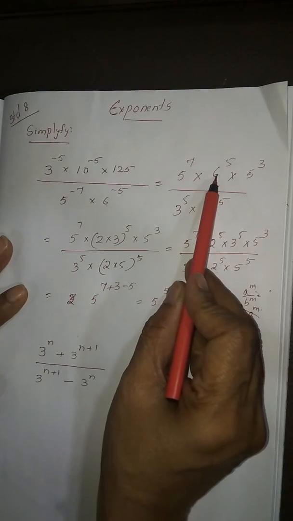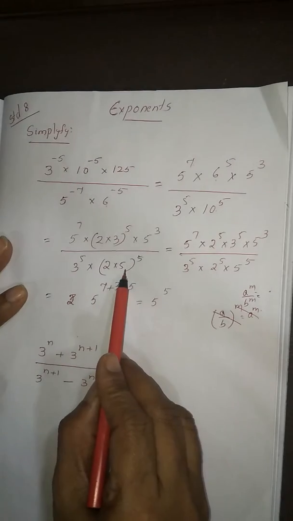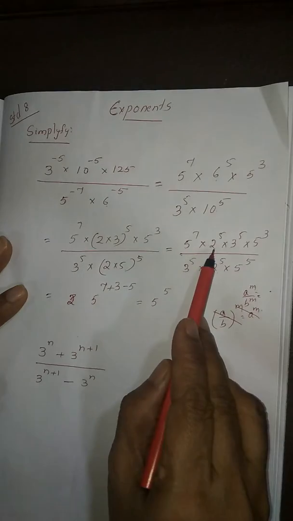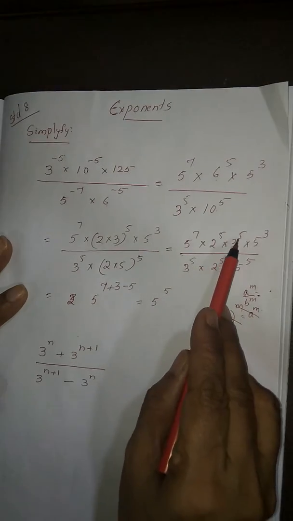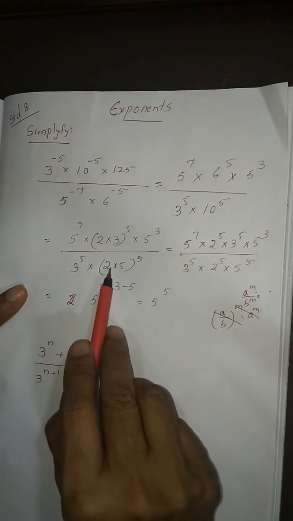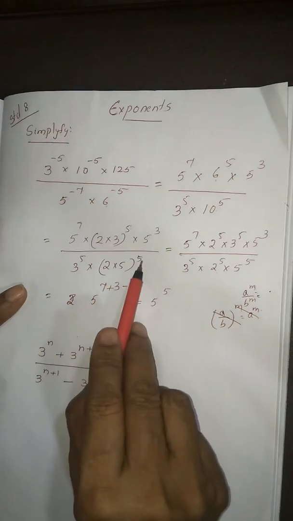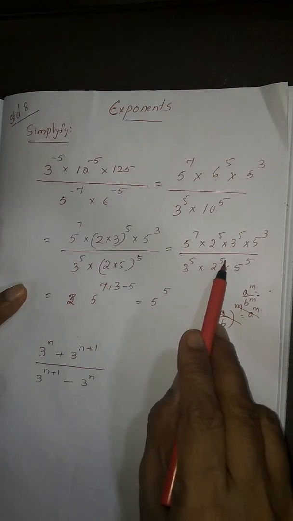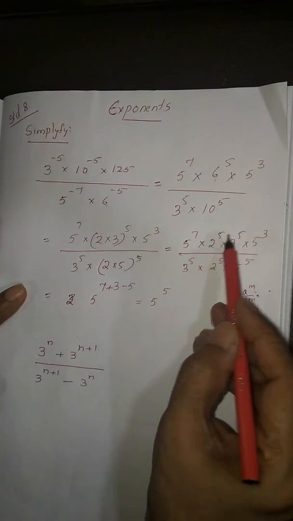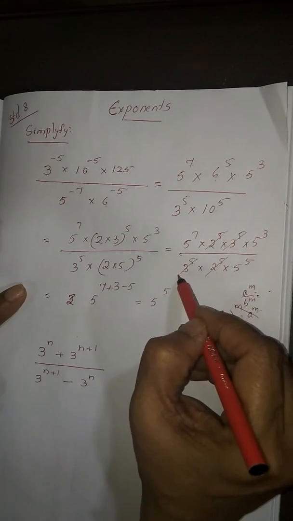Now we will again convert the 6 as 2 into 3 and 10 as 2 into 5. And then again expand (a into b) whole to the power of m. We can write it as a to the power of m into b to the power of m. So 2 to the power of 5 into 3 to the power of 5. And this again 10 we have written as (2 into 5) whole to the power of 5, as 2 to the power of 5 into 5 to the power of 5. Now 2 to the power of 5 and this will get cut, and 3 to the power of 5 and 3 to the power of 5 will get cut.